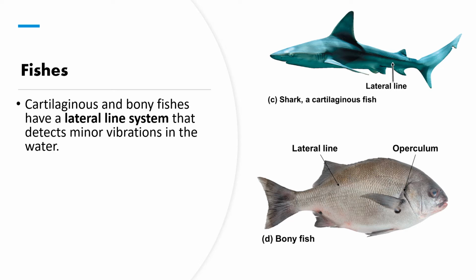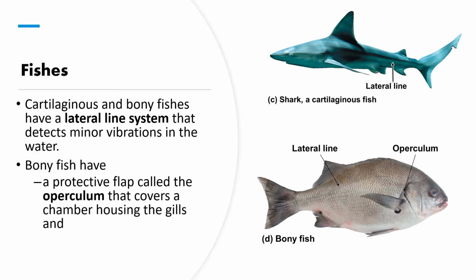Some other fish, such as some bony fish, are the prey item, and their lateral line system helps them detect any predators around. Obviously some fish also eat other fish, so they need a lateral line system to detect prey or predators. But regardless, it helps them detect movement in the water. Bony fish also have an extra structure called the operculum, which is a flap of skin that covers the area that has the gills.